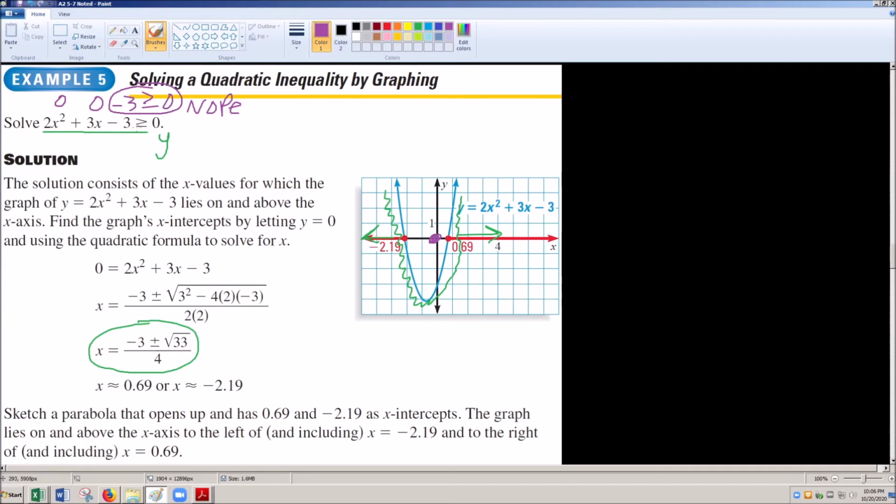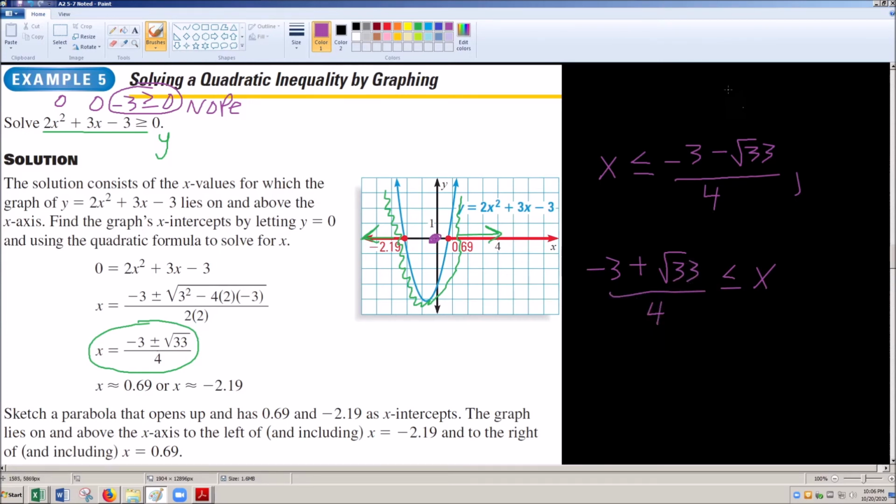Since it was greater than or equal to here, it's going to be greater than or equal to and less than or equal to respectively. So the answer I'd be looking for is x is less than or equal to negative 3 minus root 33 over 4, and then, with a little comma here, x is greater than or equal to negative 3 plus root 33 over 4. So that's what I'd be looking for as an answer on this one.